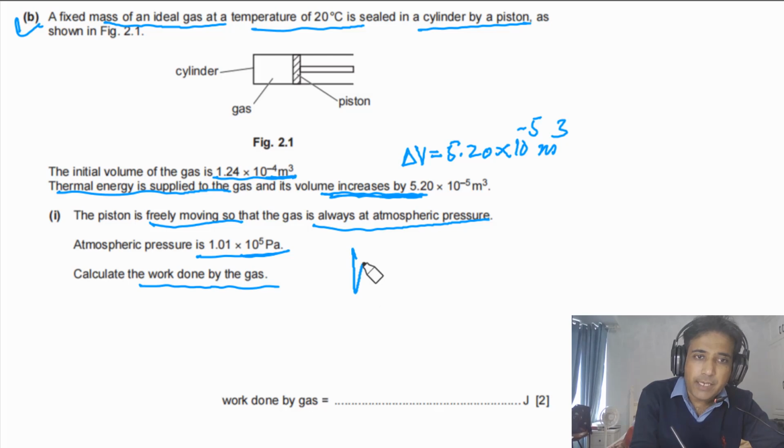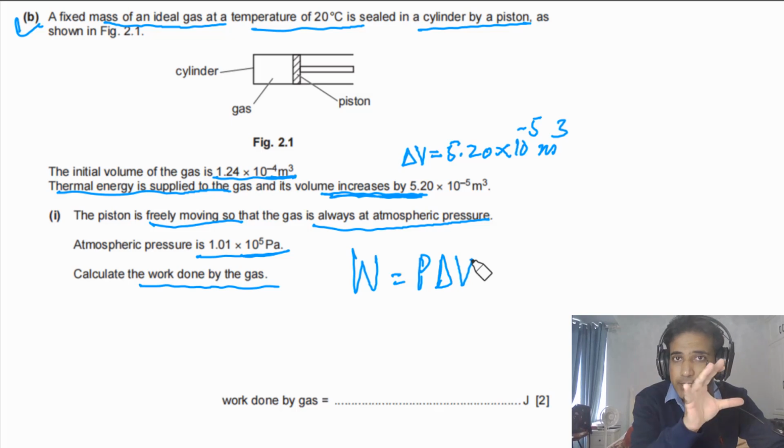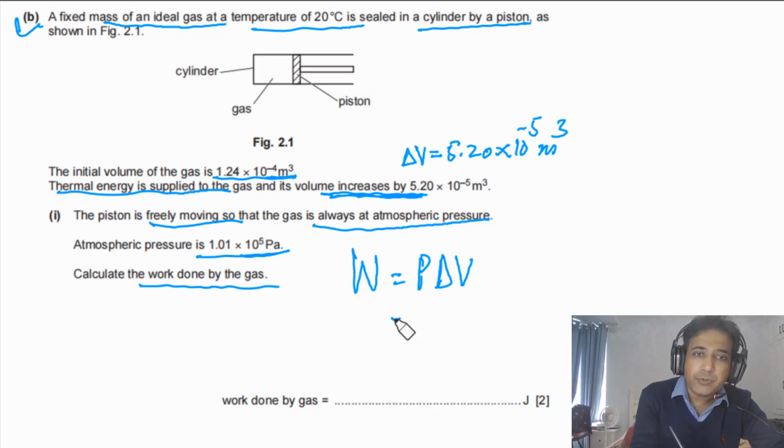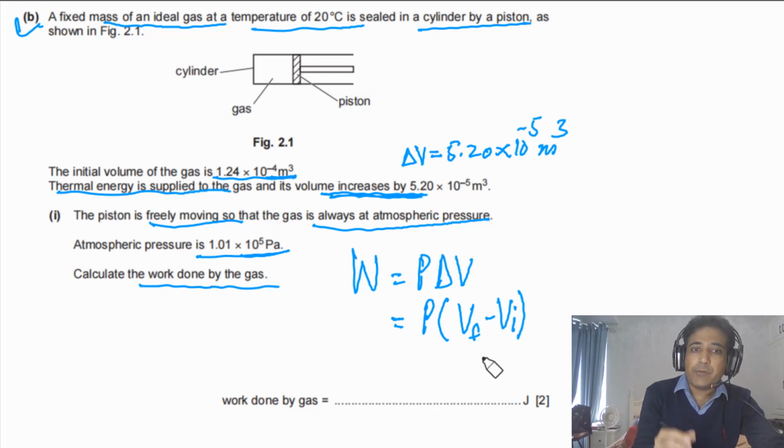So work done by the gas is equal to P times delta V. As in this case it is expanding, work done by the gas is positive. Simply you can use this formula. You can say P times V final minus V initial. If you have the values, if work done by the gas is positive, you will get a positive result. If you get a negative result, it means work done by the gas is negative. But when the gas is expanding, work done by the gas is positive.